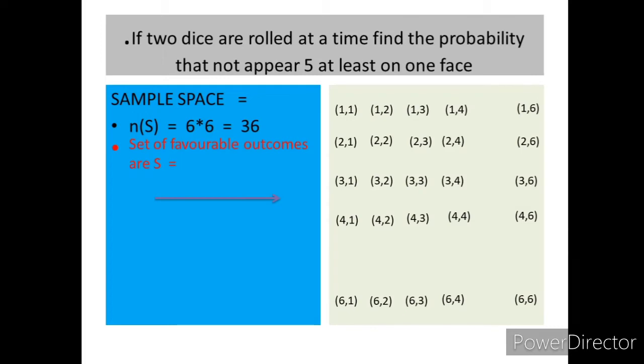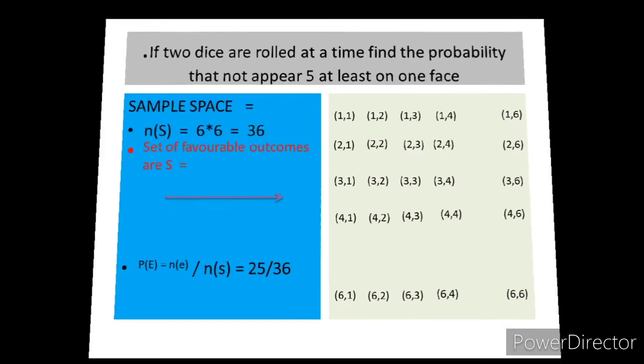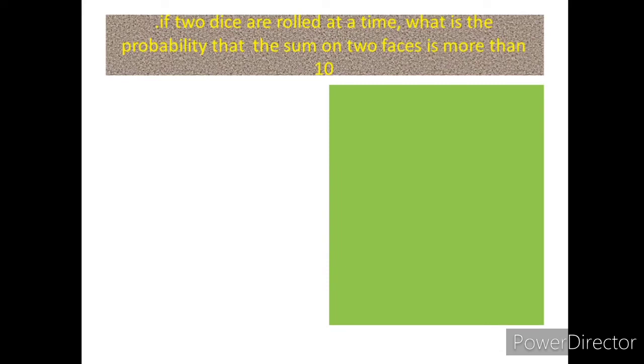Let us count how many favorable outcomes there are. After counting all those favorable outcomes, you write down the formula, that is n of E by n of S. The favorable outcomes n of E are 25 by 36. So there is no scope for cancellation. Okay, shall we move to the next problem? So the problem is like this.